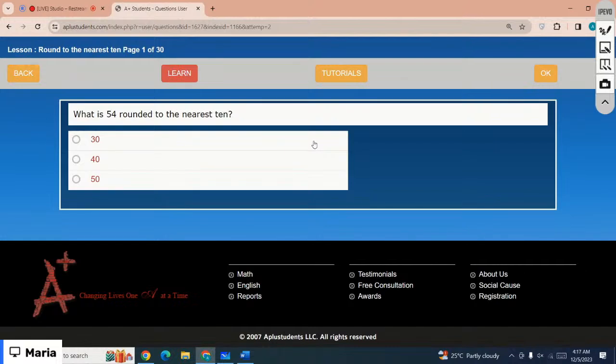Which option is the correct one? 54 is rounded off to? Yes, very good. 54 is rounded off to 50. The correct option is 50.